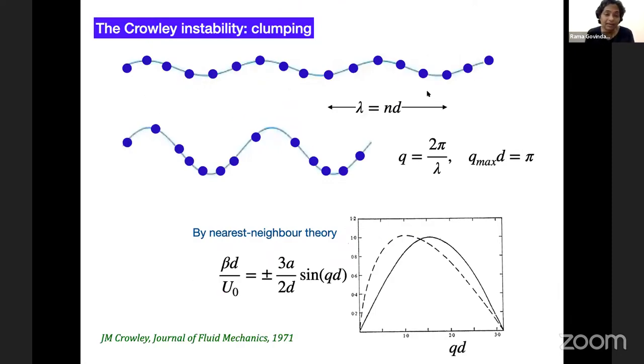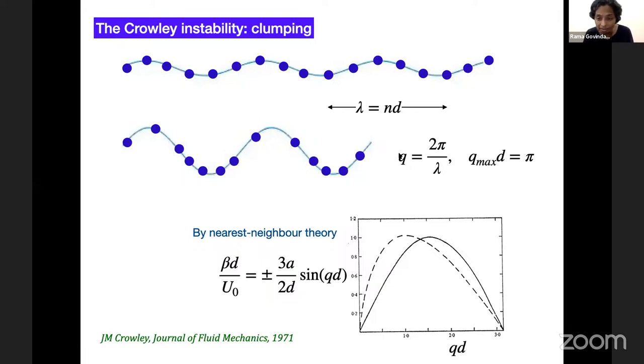So here is an infinite array of spheres, and they have been placed not just in an exact straight line, but it's basically an array with equal spacing D, but it's been perturbed slightly in the vertical direction. Their initial locations have been perturbed slightly in the vertical direction. And this leads to the famous Crowley instability, which was actually brought out more than 50 years ago. And basically it tells you the exact same thing, that spheres placed in an array are always, always unstable to clumping. So as time goes on, this wave grows in amplitude and the clumping also grows a lot.